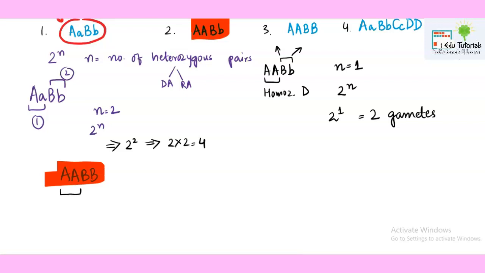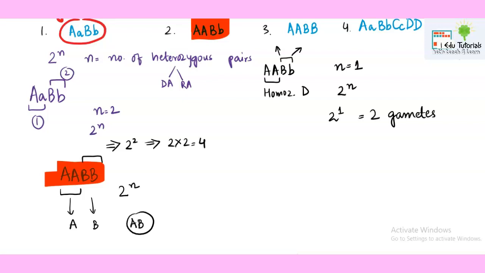See, neither capital A nor capital B is heterozygous. So this formula will not be applied here. Simply only one gamete will be formed here. Out of both these 2 alleles, only one will come. Out of these, only one will come. That means in this case the possible gamete is only one because there is no heterozygous pair in it, right? So remember, in the case of a homozygous genotype, you will take only one allele out of 2 and this will make only one gamete combination.